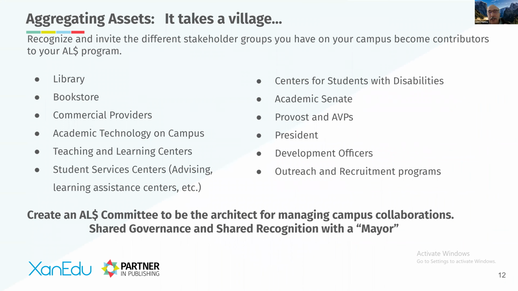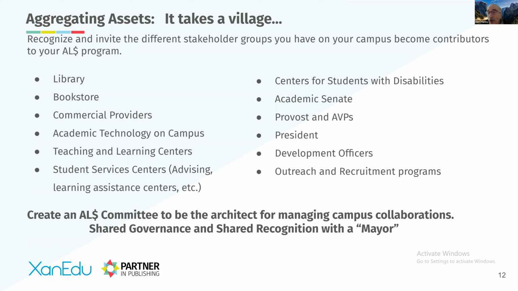And I'm going to highlight some of these here. I've talked about these already, all the different stakeholder groups that you can bring together. And this then can become part of a shared governance process, and what's important is a shared recognition of how everyone contributes to this. And you can create your Affordable Learning Solutions Committee to be that shared governance and shared recognition process. And one of the things I'm going to encourage, that I find really required, is you need a mayor of that community, of that village.